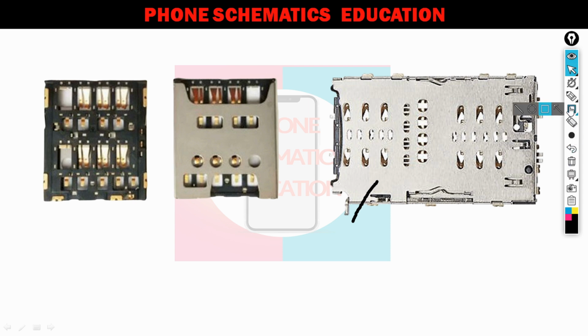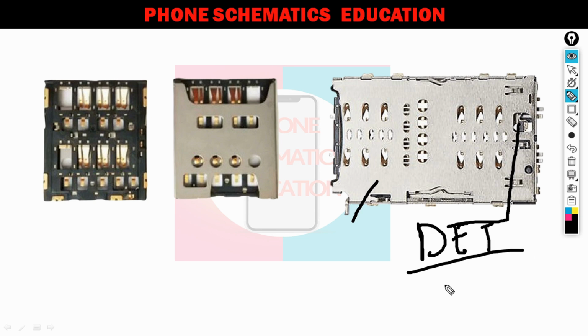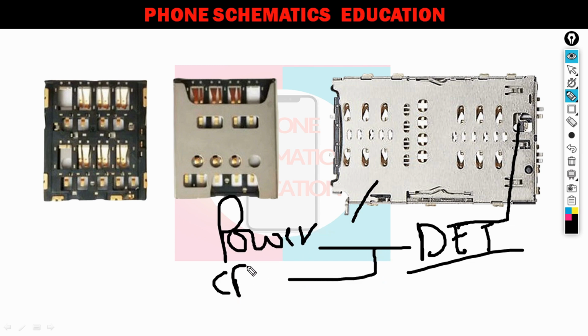In the latest phones, there is another pin, we call DET, the detection pin, right? This line comes from the power IC. I mean to say, in this line, voltage comes from the power IC. Also this line connects with the CPU. The CPU senses through this line whether the SIM is inserted or not. I hope you get what I'm saying to you.